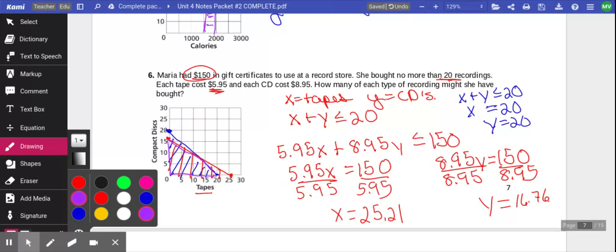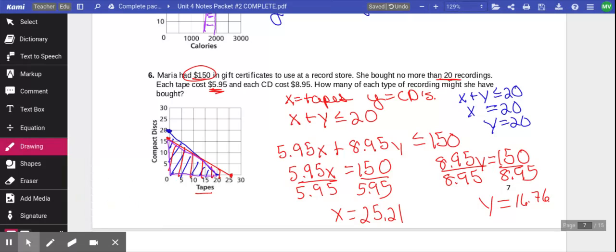How many of each might she have bought? So I'm just going to look in that purple area for a clean point. So I'm going to say 10 tapes and 5 CDs. You could choose any point in that purple area.